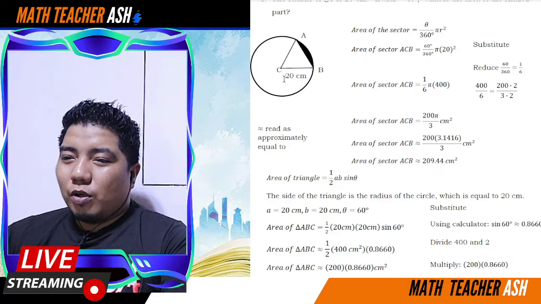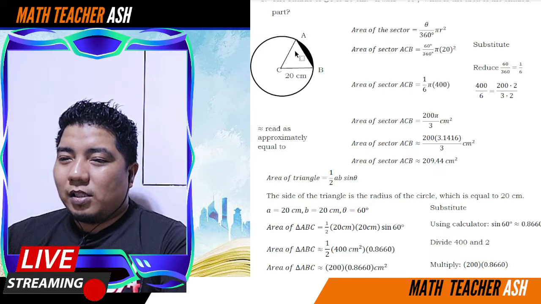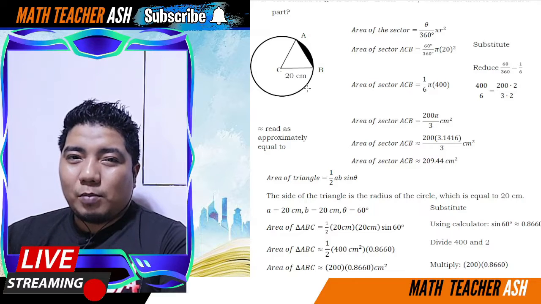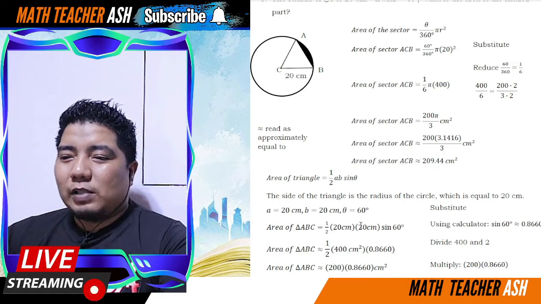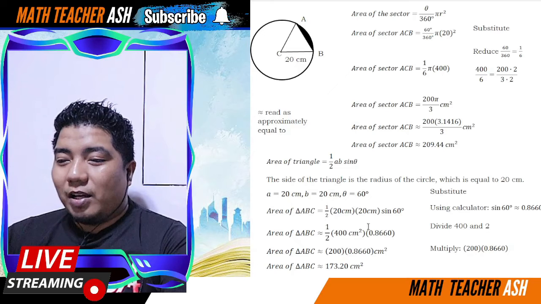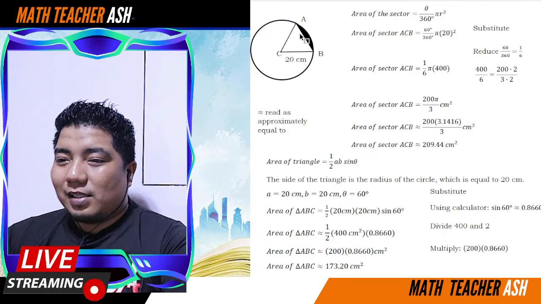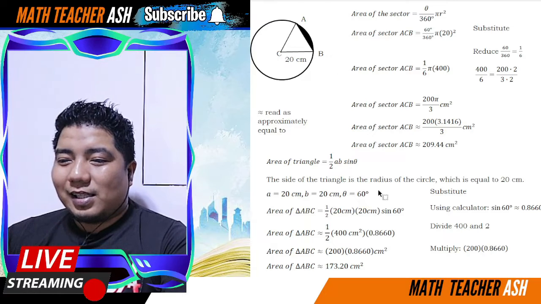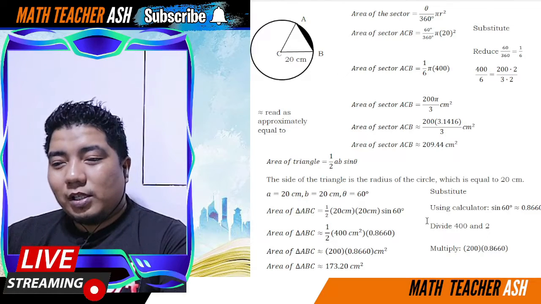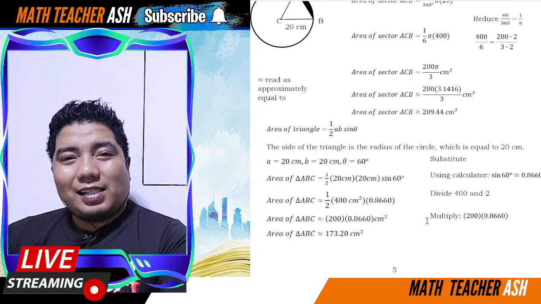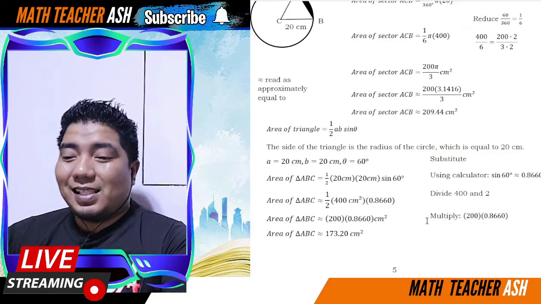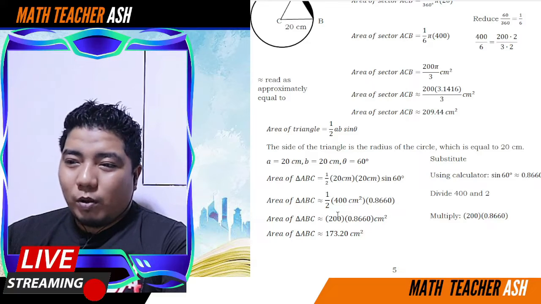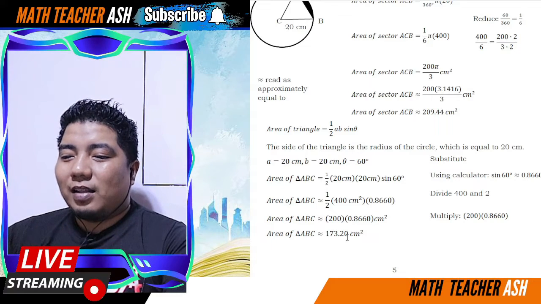Okay? So, this is 20 centimeters, this is 20 centimeters. So, that is 20 and 20 as your A and B. So, 1/2 times 20 times 20. Of course, that is 400. 1/2 of that is 200. So, 200. And what is the sine value of our theta? That is sine 60, right? So, using the calculator, sine 60 is equal to 0.8660. Okay? So, 0.8660 times 200, that is 173.20.